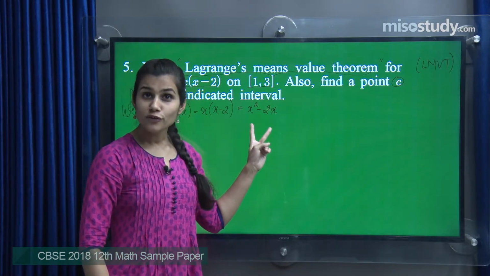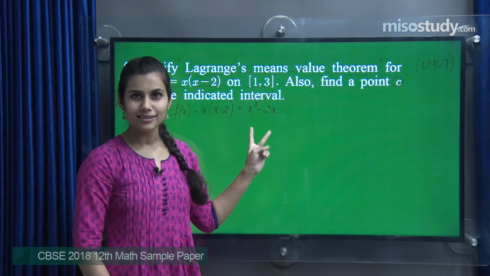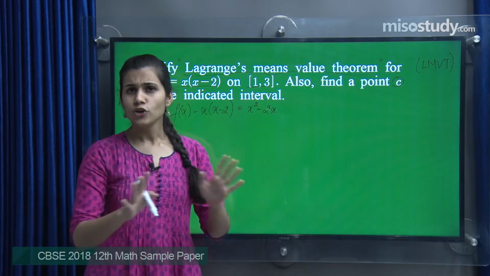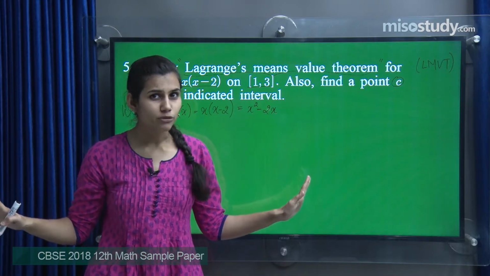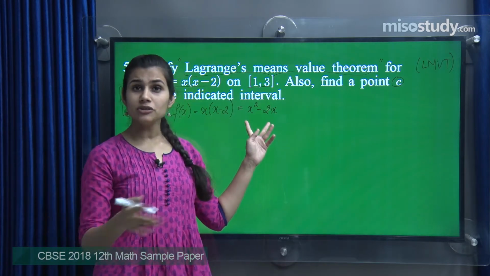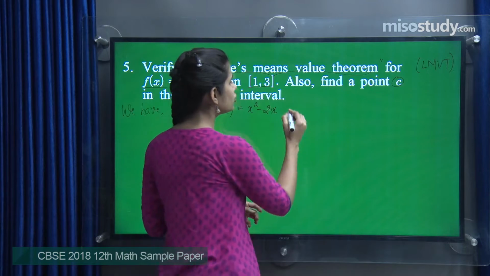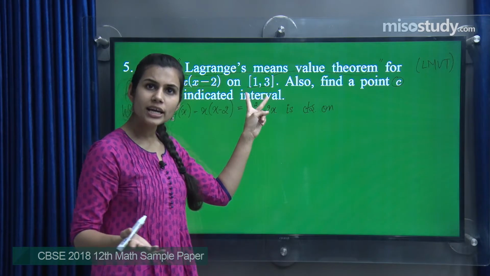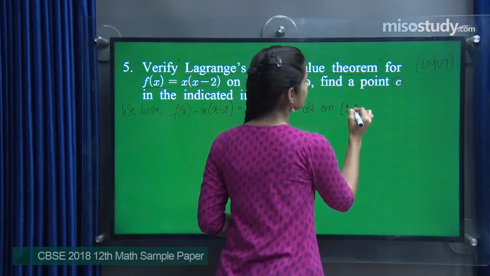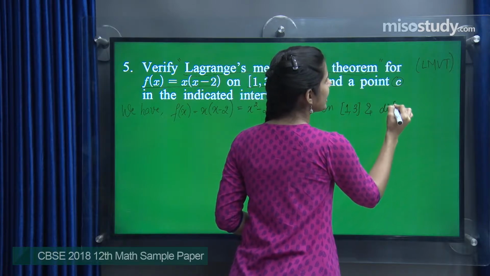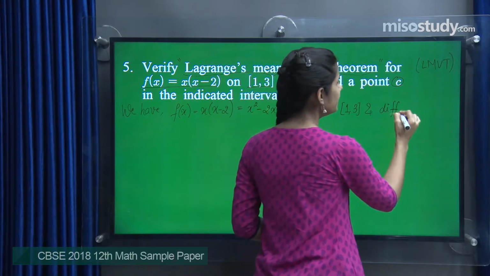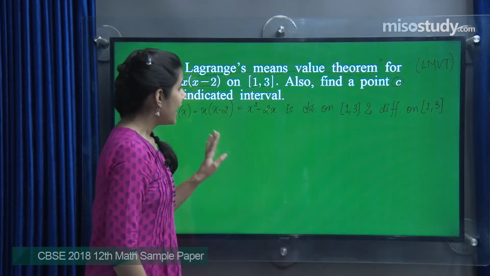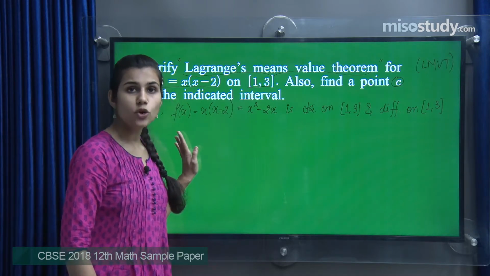Now this is a very beautiful function. It's nothing but a polynomial, and polynomials are everywhere continuous and everywhere differentiable. No hassle about it, no cloud of confusion about it. So obviously if this is everywhere continuous and everywhere differentiable, that means this function is definitely continuous on our indicated interval 1, 3 as well. And also because it is everywhere differentiable, that means definitely it is differentiable on our indicated interval, which is 1, 3. And so this is satisfying the hypothesis of the LMVT.